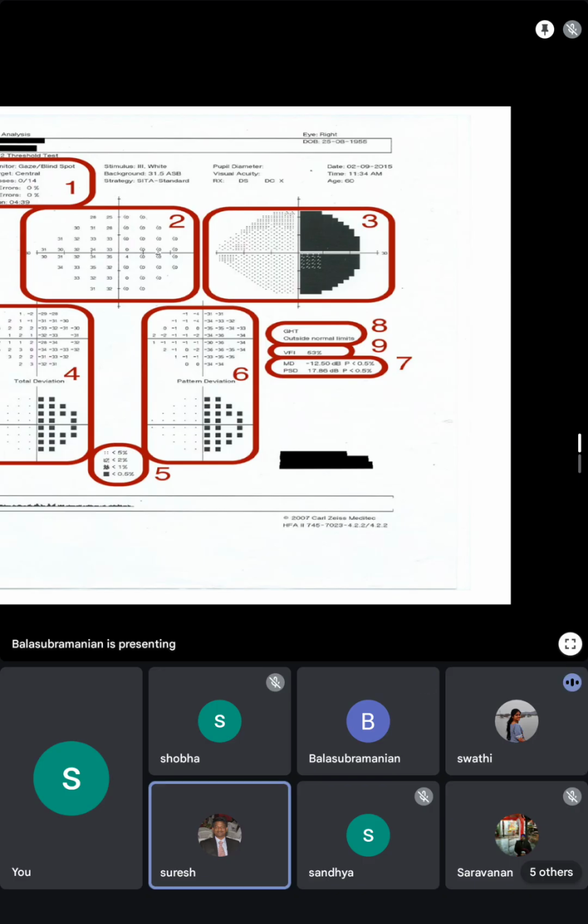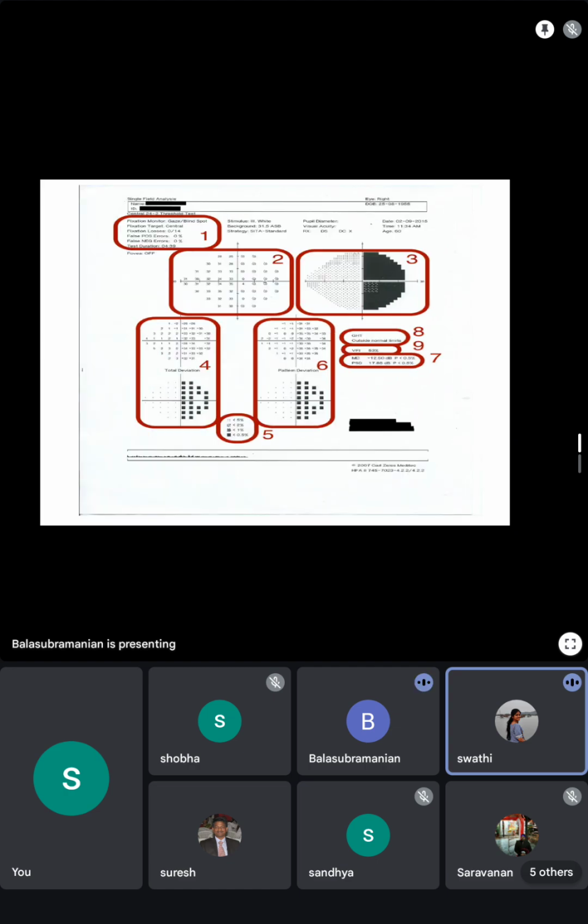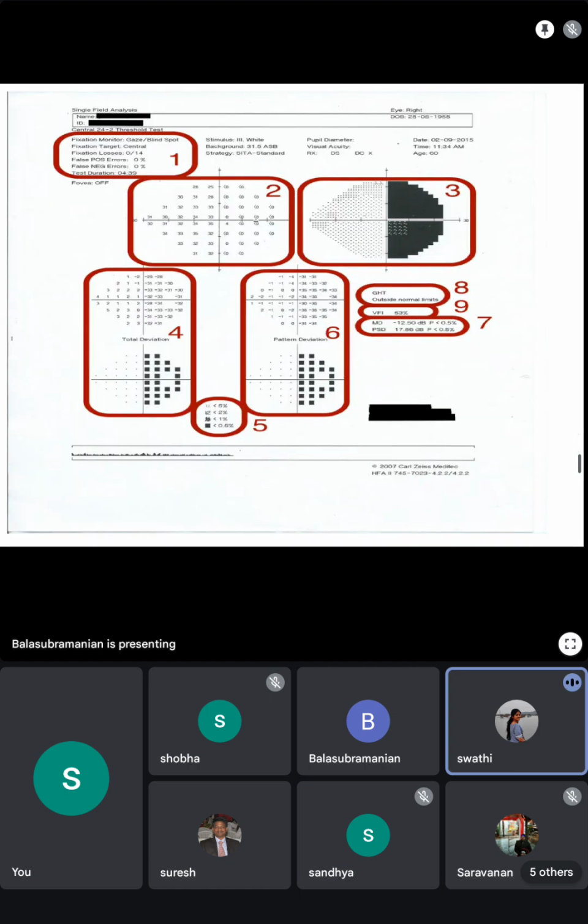Swati, do you think this is a glaucoma defect or a neurological one? It's not a glaucomatous field defect, sir. See, it's the main aspect. Usually the glaucoma fields will respect the horizontal meridian. It is not.